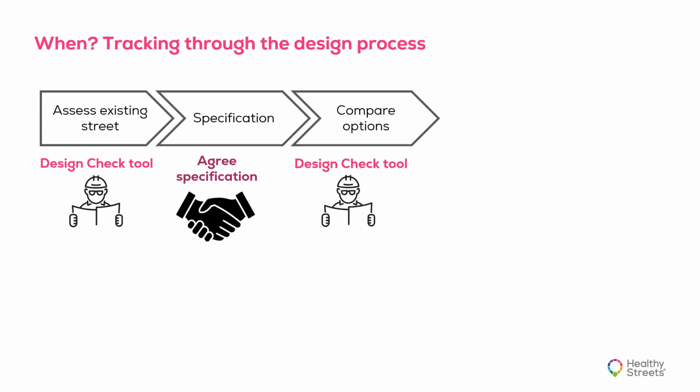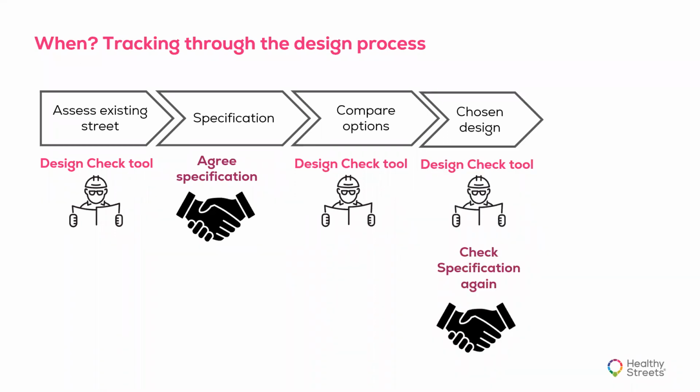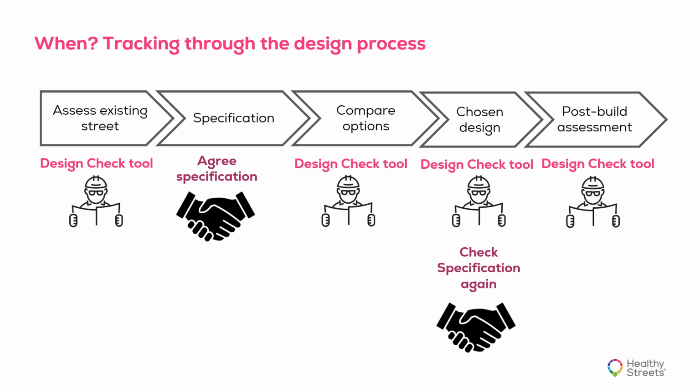You can then run the Healthy Streets design check on each of the different options that you develop, and that will help you to consider the Healthy Streets impact of your project alongside all the other aspects of your options appraisal. When you have your chosen design, it's worth checking that you've covered off what you intended to in the specification. And then once you have built your street, it's very important you go back and do the check again to see whether anything got lost in the build process, to make sure that you did achieve the result that you'd hoped for or better.